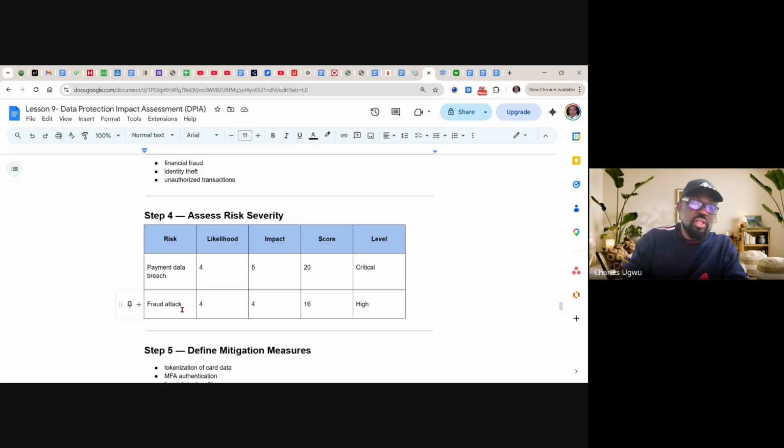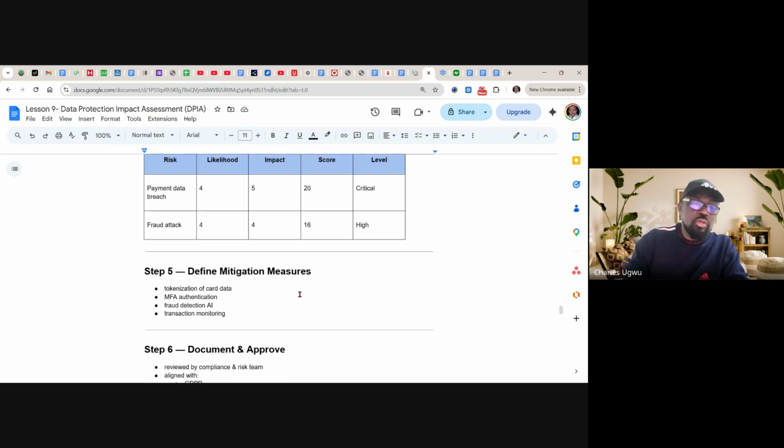Fraud attack is 4 times 4, 16, which is still very high. So it requires attention. We can't just keep quiet. We need to define a mitigation measure because it's at a high and critical level. It's not something we just keep quiet about and monitor. So the mitigation measure here is to tokenize the credit data.